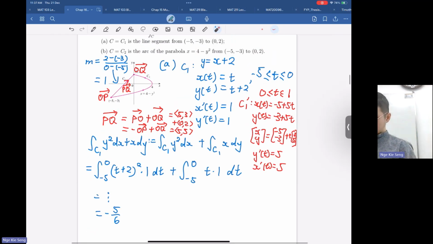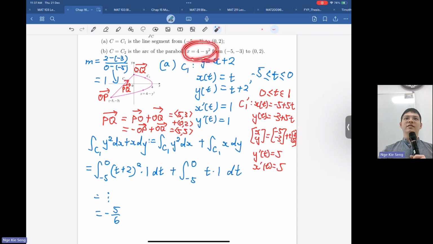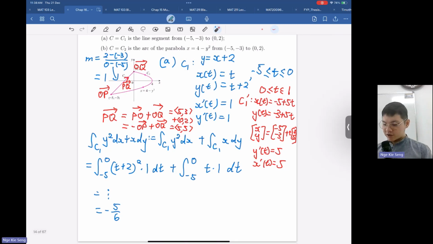I will finish it. We need to compute for C2 as well. Or do you want to try yourself? What is C2 first? Go and try. I give you 5 minutes, because the parameterization is already given. So you just fix your T. Try and find the line integral, and then shout out your line integral once you get it. Let's try and do C2, and then tell me what's the final answer you get.